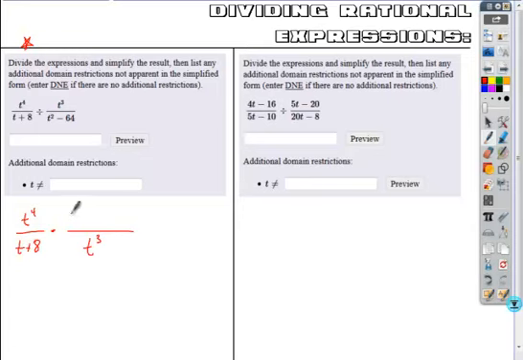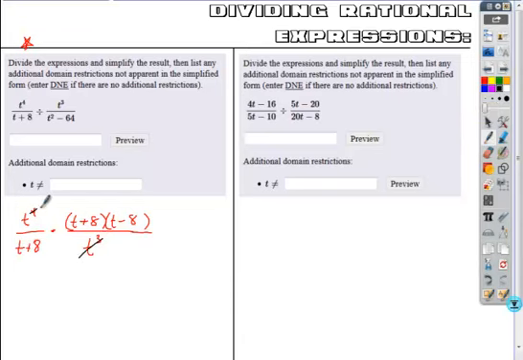My t squared minus 64 can be factored. It's the difference of two squares. So I factor it into the sum and difference of those terms being squared, which are t's and 8's. So t plus 8 and t minus 8. Once I get it into this form, I can look to cancel.